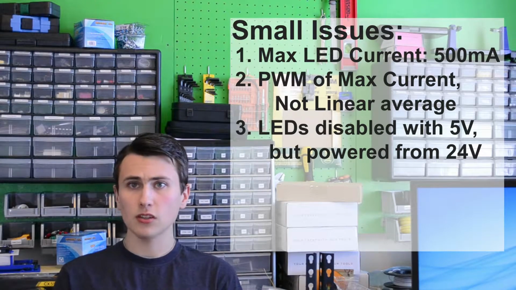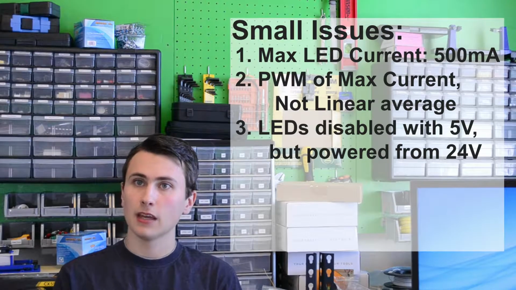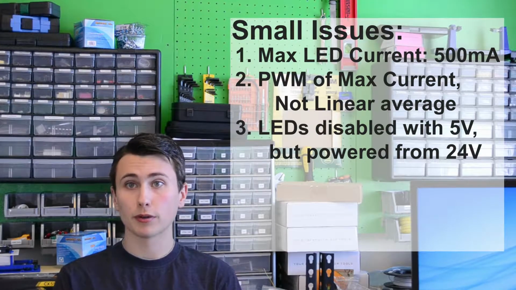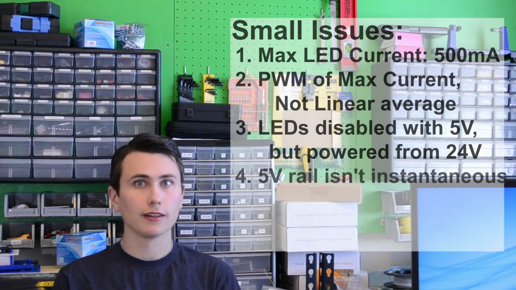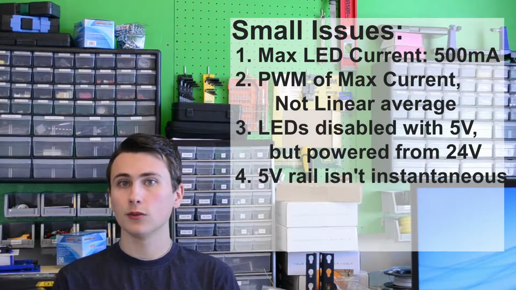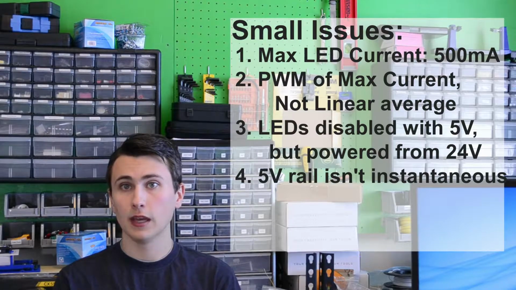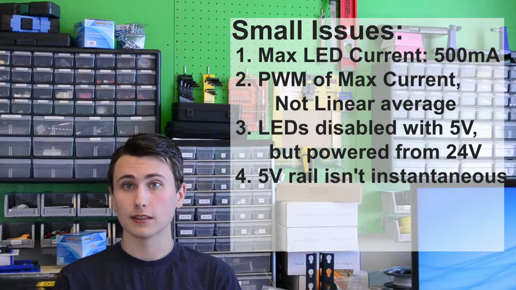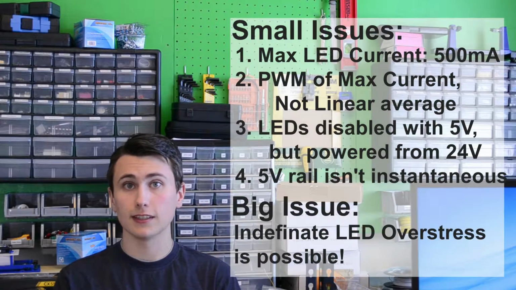But that doesn't sound like a big issue, because it doesn't really matter what voltage we're biasing the transistor with as long as it's more than 0.7 volts. But when we first turn on the lamp, the 24 volts is immediately present, but the 5 volt rail hasn't come on yet. During this time, the LEDs were exposed to 500 milliamps of current for a length of time. If the 5 volt rail never came up, they would be exposed to this 500 milliamp overstress indefinitely.